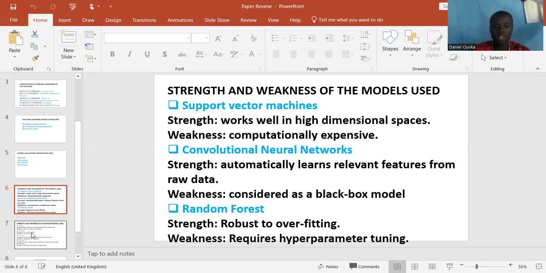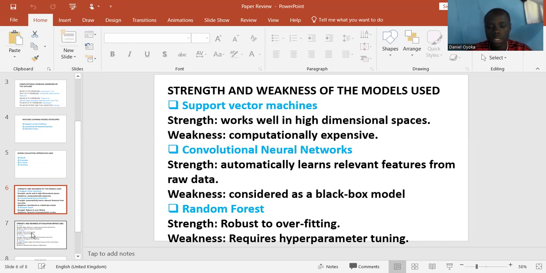And the other is random forest. Its strength is that it's robust to overfitting, as it takes the average of multiple decision trees, making it more efficient when it comes to predicting. Its weakness is that it requires hyperparameter tuning for the number of decision trees and their depths, for optimizing its performance.